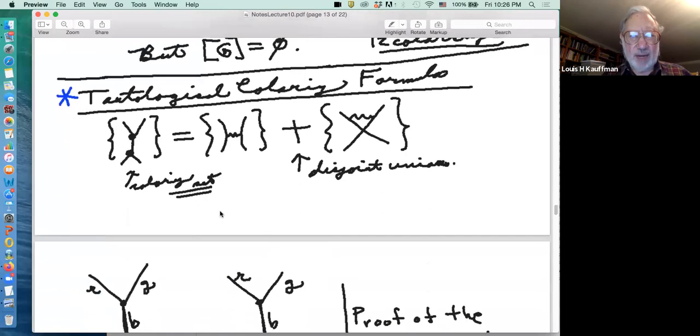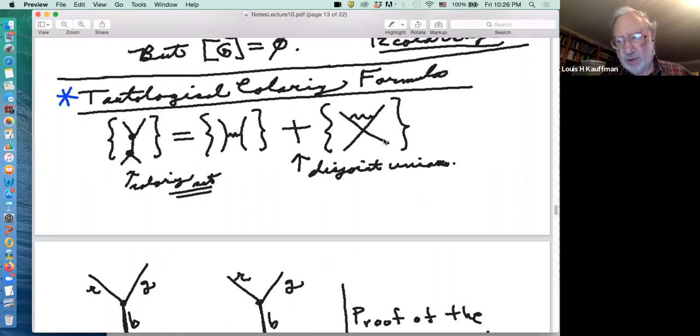And then we talked about the tautological coloring formula. The tautological coloring formula just says that if you're going to color this graph, it could either be colored in such a way that these 2 edges have the same color, these 2 edges have the same color, or they're different.